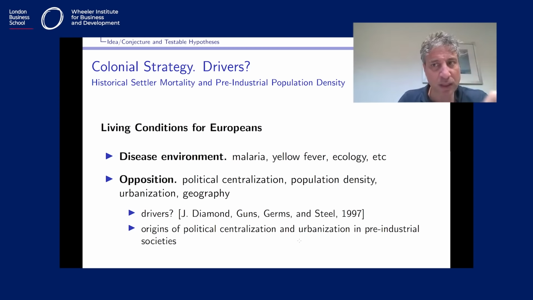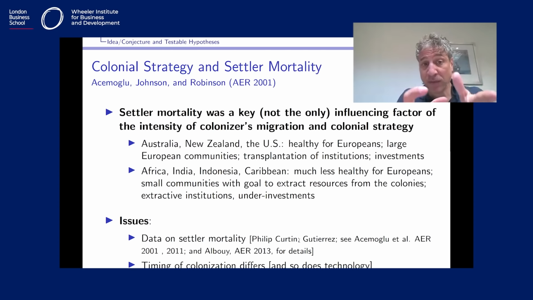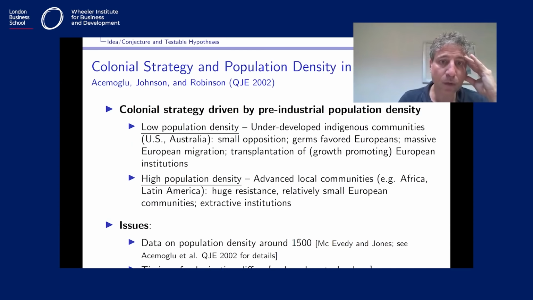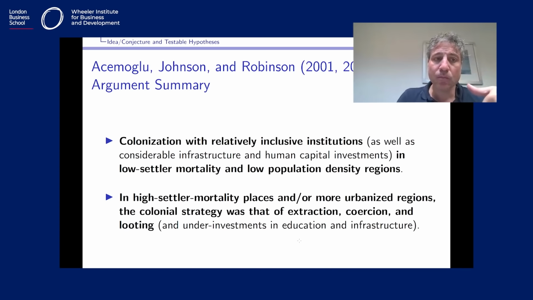Let me not delve into that. I'm sure that we will get questions, and perhaps with Mamello and Leonard we will discuss it during the Q&A. So effectively, settler mortality, the mortality that European settlers faced, which in itself was a function of the disease environment, ecology, location, opposition from the locals, various issues, was a key influencing factor of the colonial strategy, inclusive or extractive. And of course, this is not binary. We can have a lot of heterogeneity and variation within it. So this is effectively the summary.